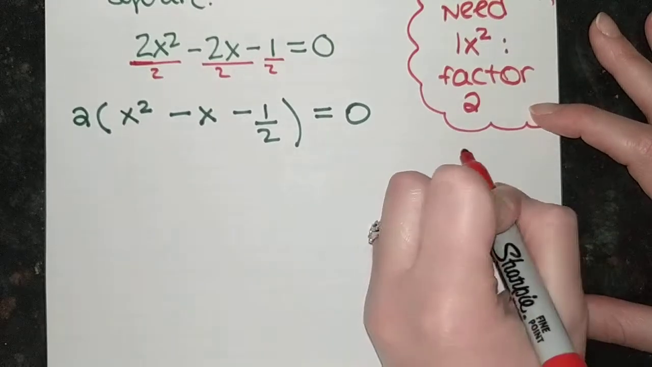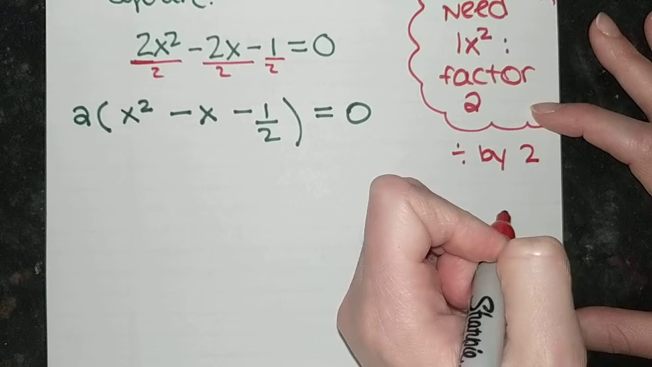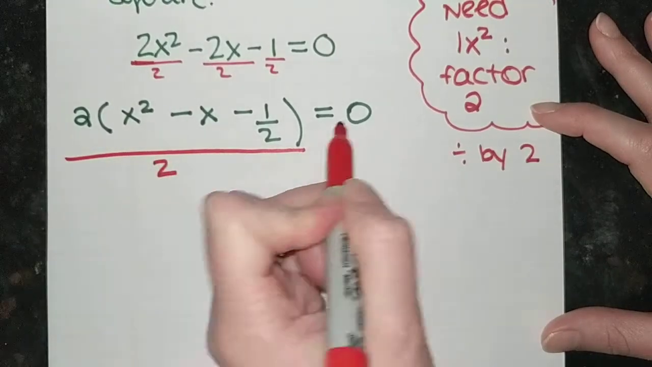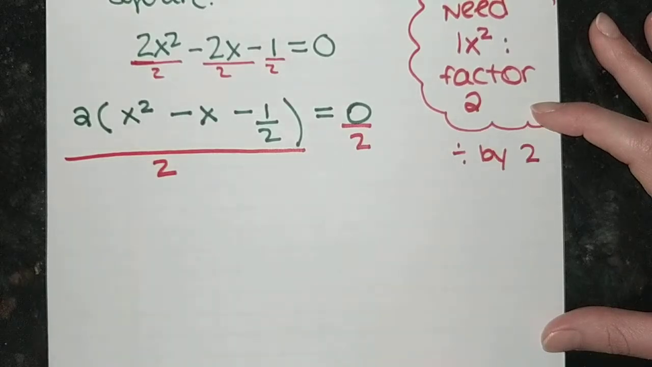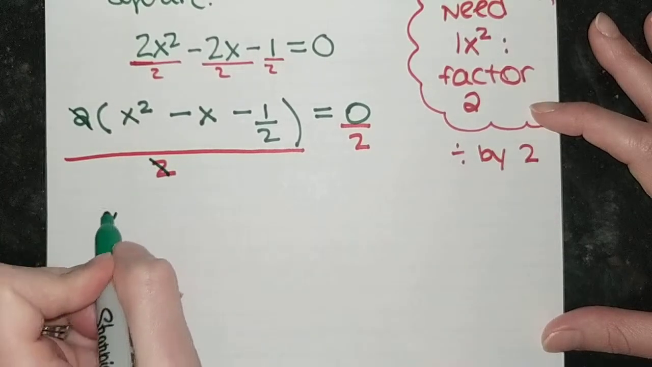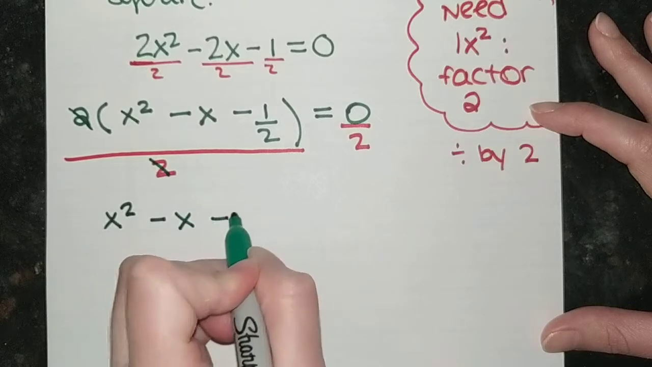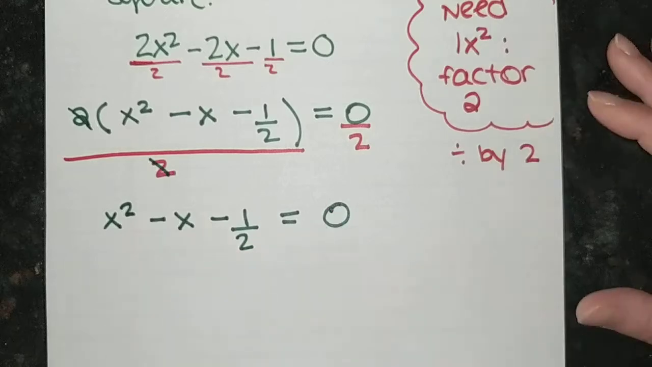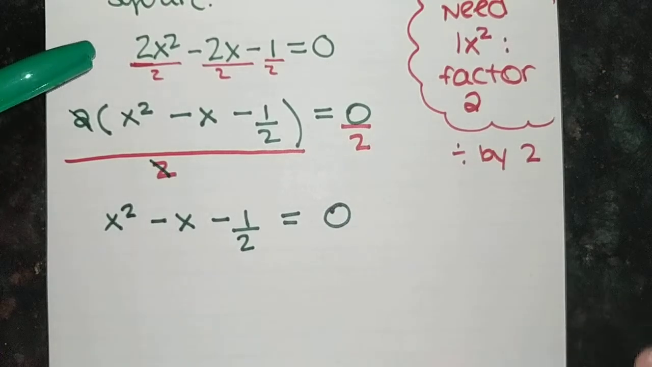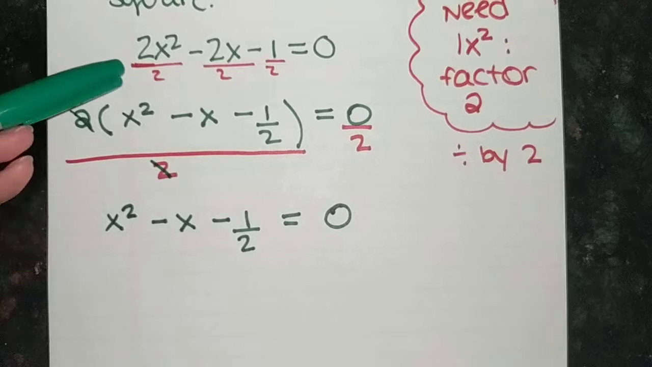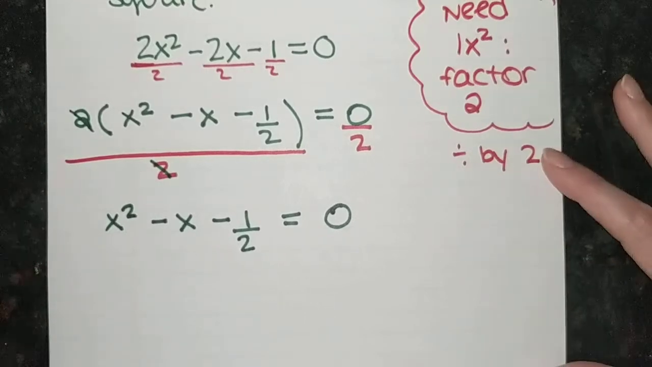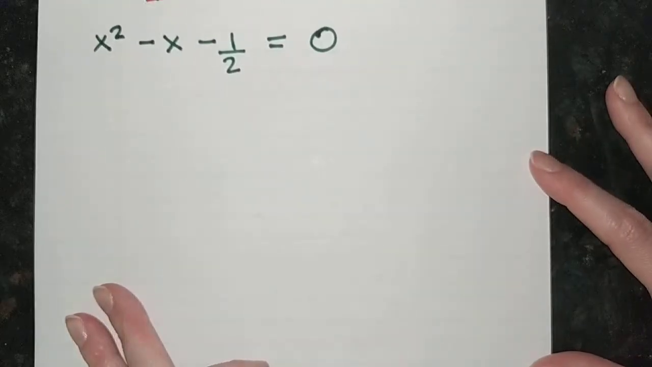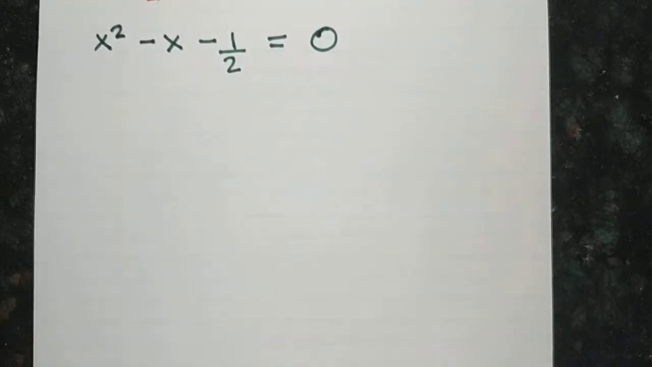Once we factor out a factor of 2, we're going to divide by that factor of 2. So I'll divide both sides by 2, and that's going to cross out these 2's and give us x squared minus x minus a half is equal to 0. Okay? So this fact that we had a 2x squared here isn't going to really change anything for us because now we have translated it into a problem where we have a 1x squared.